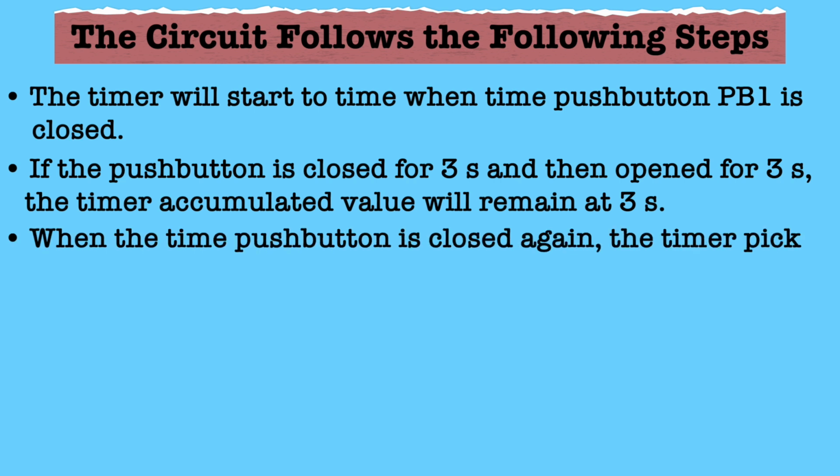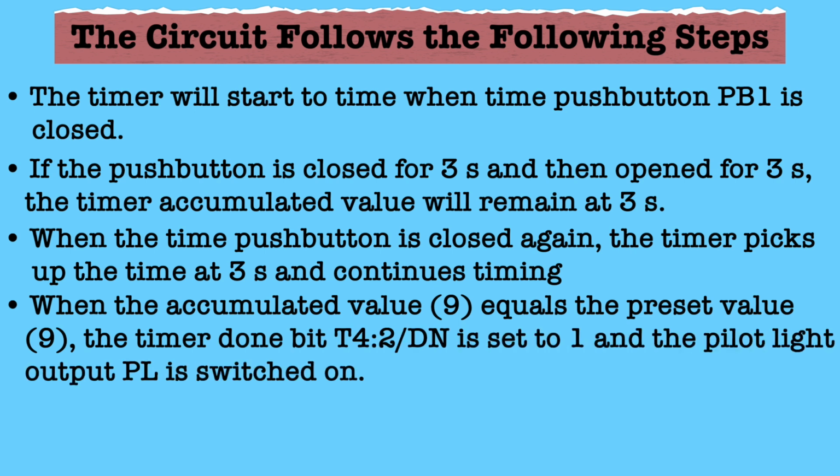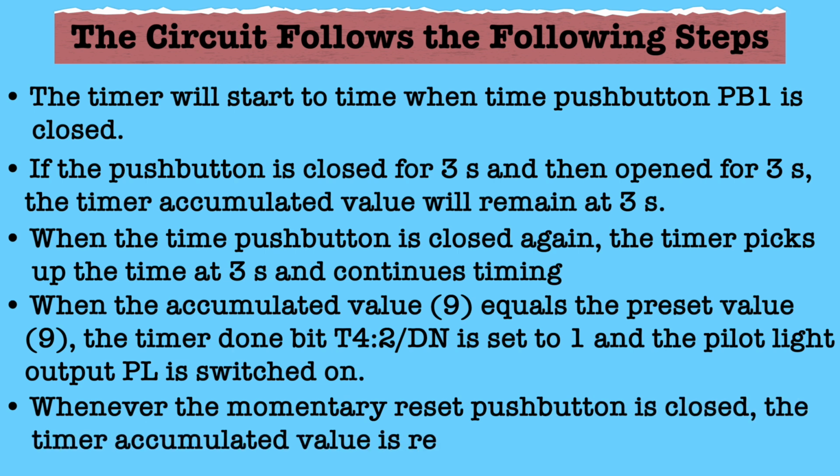When the push button is closed again, the timer picks up the time at 3 seconds and continues the timing. When the accumulated value equals the preset value, the done bit is set to 1 and the pilot light output PL is switched on. Whenever the momentary reset push button is closed, the timer accumulated value is reset to 0, right?